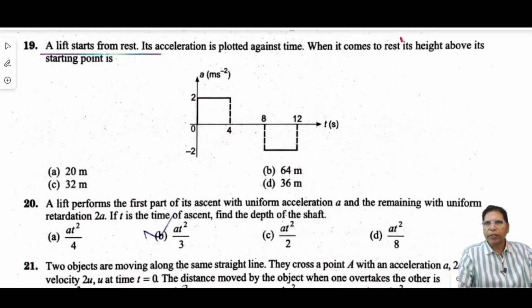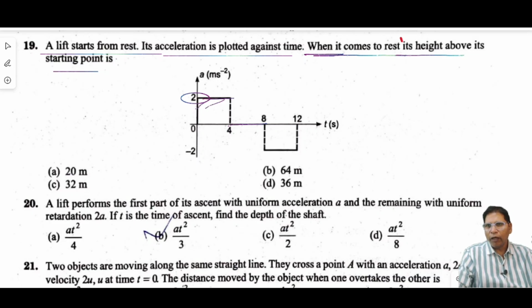A lift starts from rest. Its acceleration is plotted against time. When it comes to rest, find its height above the starting point. Look at this: this is the initial acceleration of 2 meter per second square for 4 seconds, then constant speed, then retardation. The distance traveled by the lift during the first 4 seconds: the initial velocity is 0, so S1 equals half into 2 into 4 square, which is 16 meter.